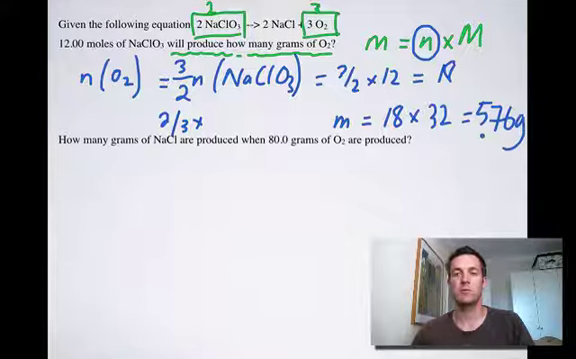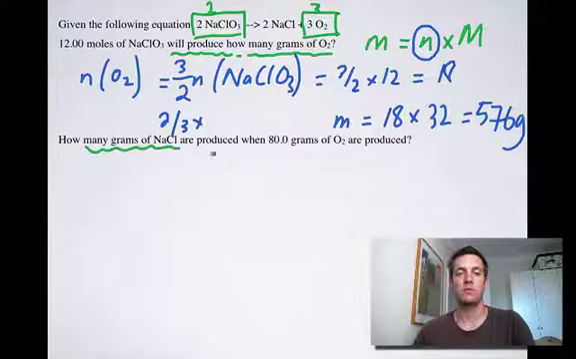So we're starting simple there. We're told the number of moles of one substance, and we're just turning that into the number of moles of the other and using that to find a mass. Here, we're asked how many grams of sodium chloride now.